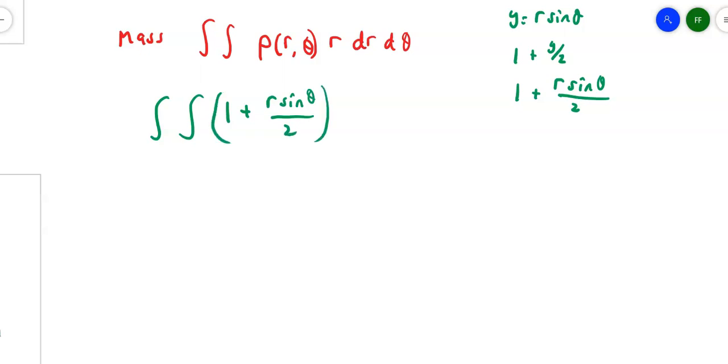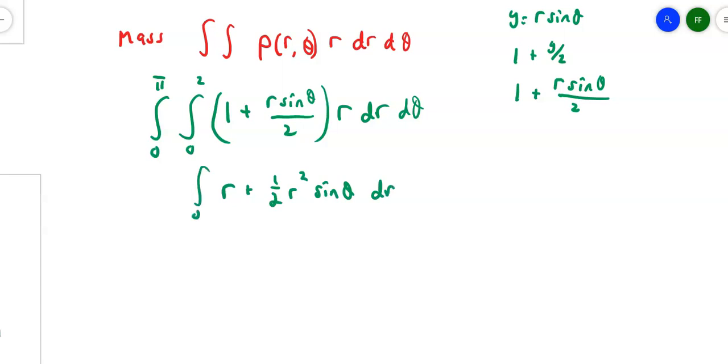And so now I can set up my double integral of 1 plus r sine theta over 2, times r, the whole thing times r, dr d theta. We said the radius went from 0 to 2, and because it was only a half circle, the theta values go from 0 to pi. All right, let's multiply. That'll give us r plus 1/2 r squared sine theta, integrated with respect to r, from 0 to 2.